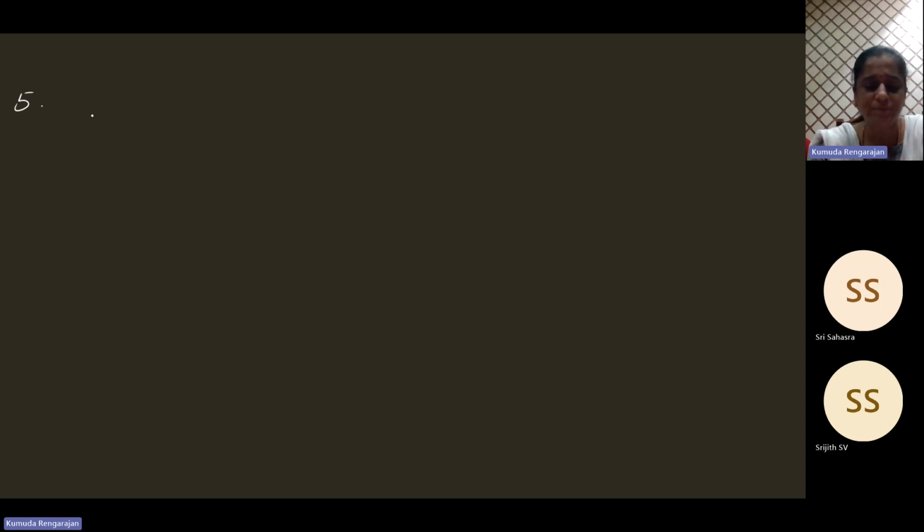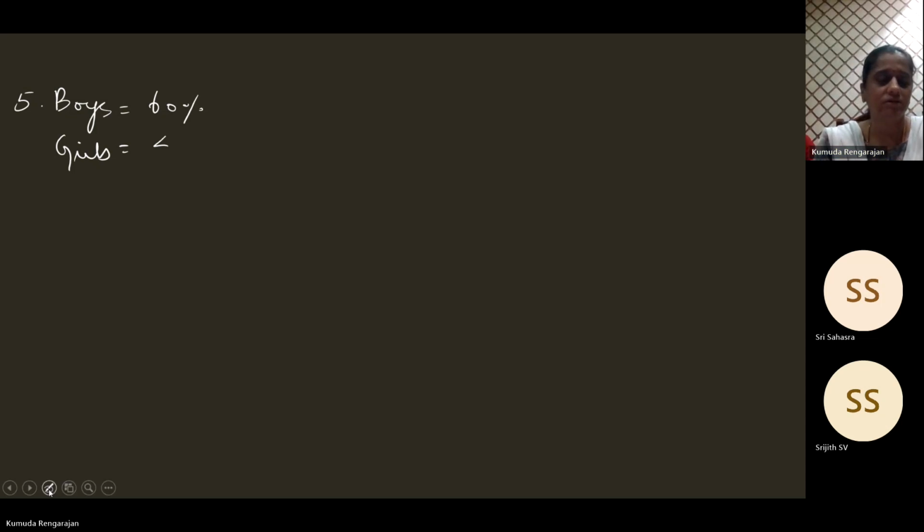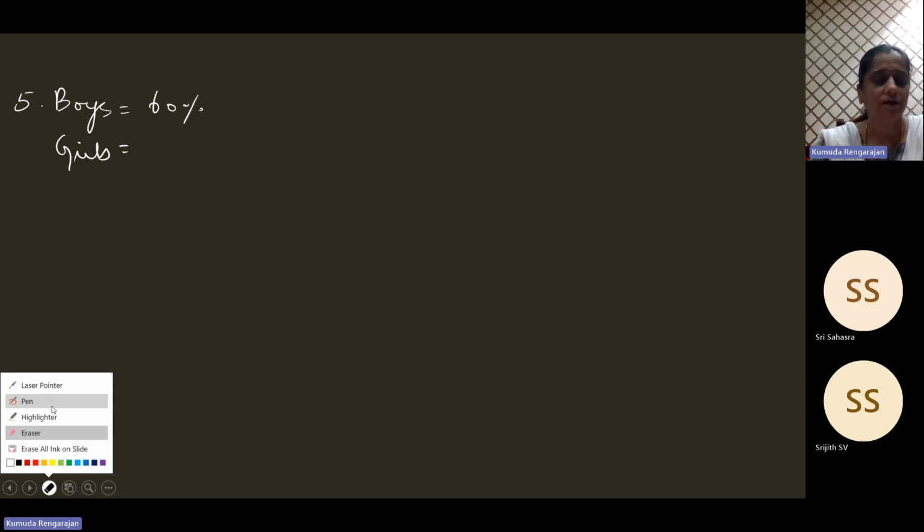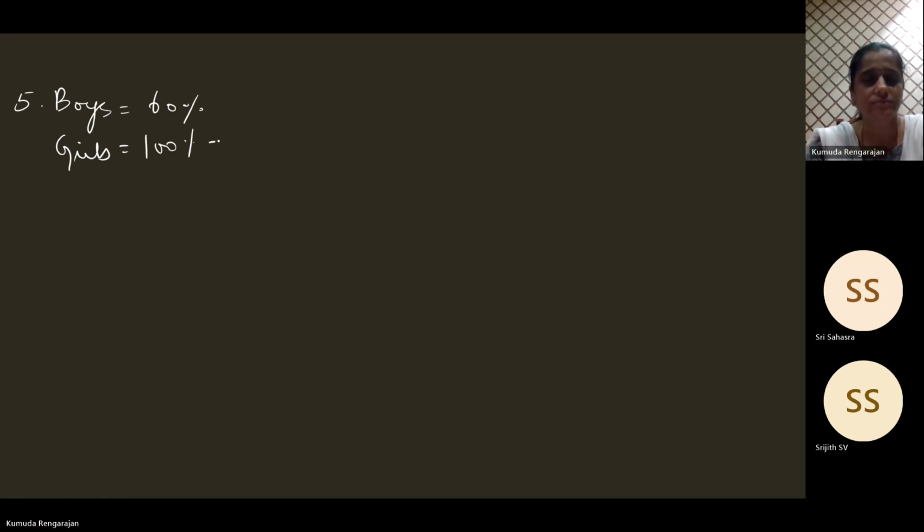In a class, 60% of the total number of students are boys. So boys is equal to 60%, so girls equals 40%. If boys are 60%, then girls are 40%: 100 minus 60 is 40%. Now, what is the number of girls given? Number of girls is equal to 14.